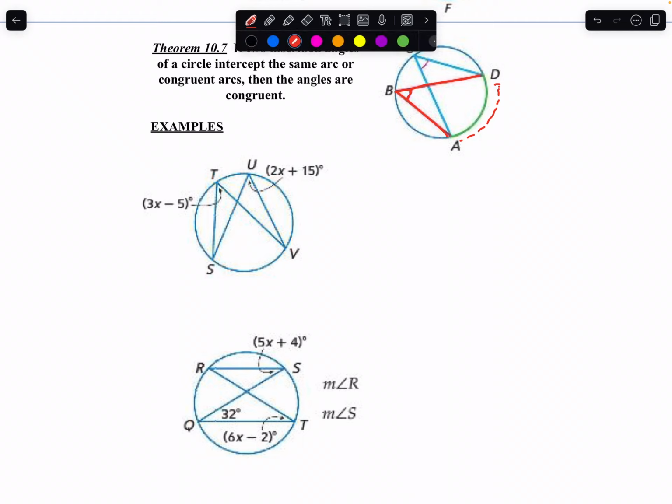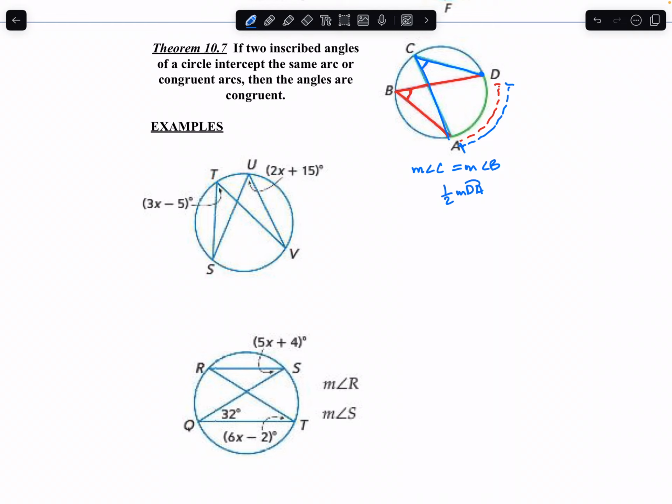If I have another angle that intercepts the same arc, let's call it C, from C to D, this is going to intercept the same arc, which means it should also be half of that amount. That means that these two angles are congruent. Angle C is going to be equal to measure of angle B, because they're both half of measure of arc DA.